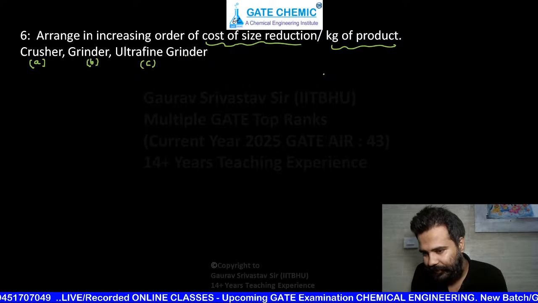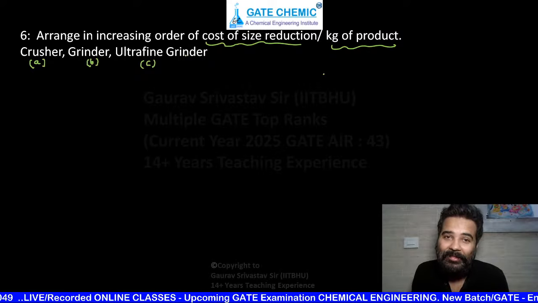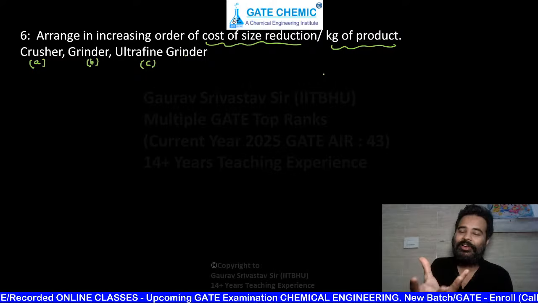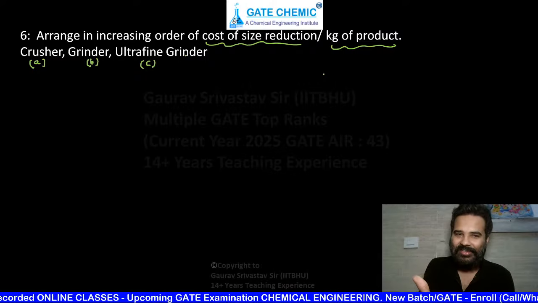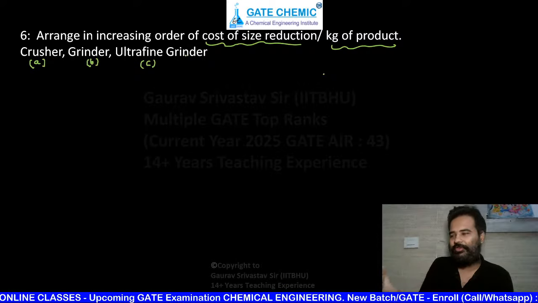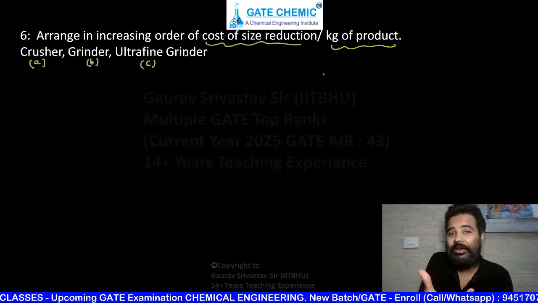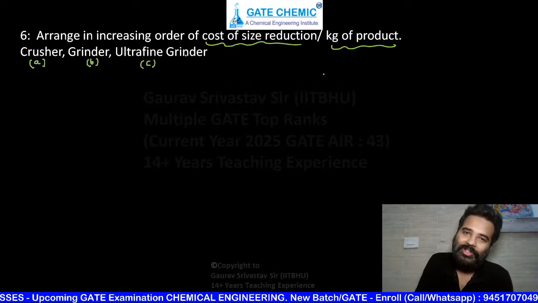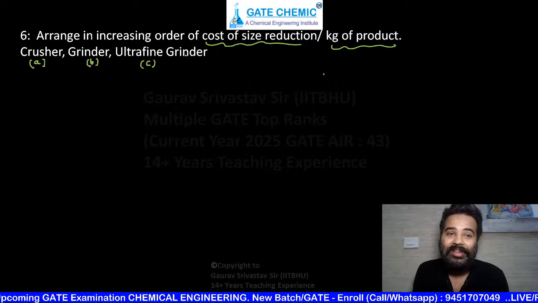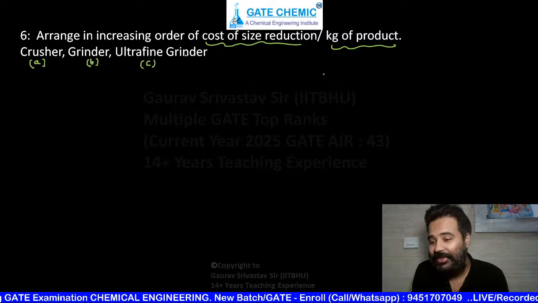A, B, C. Fantastic. If I tell you, take this stone, 1 kg, and just crush it. And second, don't just crush it, make it in powder form. And in the third, not only powder, but very fine powder. Give me very fine powder. Just feel it, in which case you have to use more energy. And energy means cost. Clearly it is A, B, C.